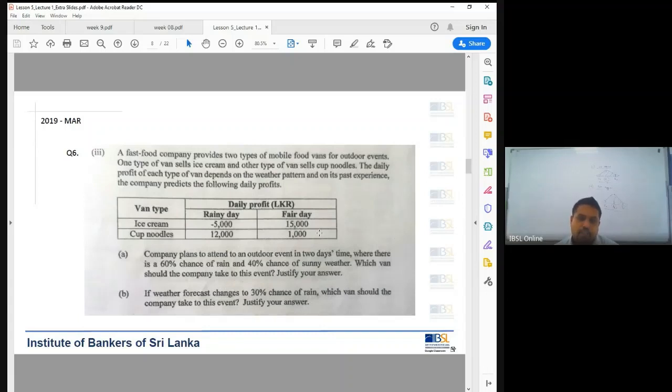Okay. Now for this unknown variable on weather pattern, somebody has forecasted and told this company there's a 60% chance that there will be rain. So the opposite will be there will be no rain. The company needs to decide which van should the company take to this event, and we have to justify our answer also. Okay, go back to the board and we'll try to have the discussion.